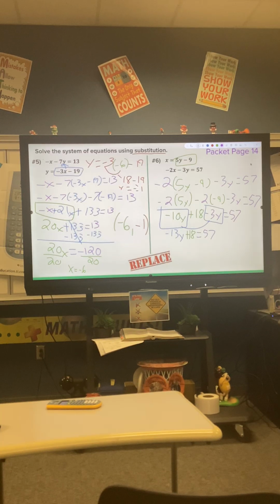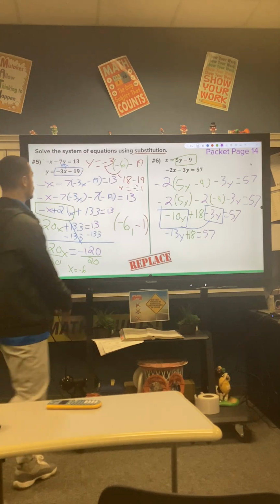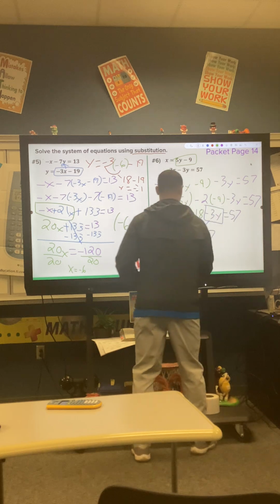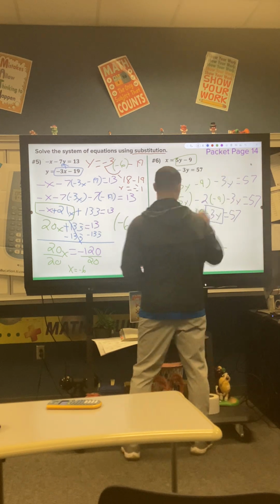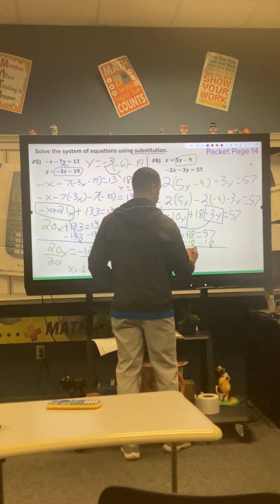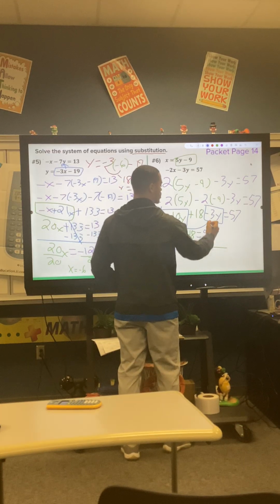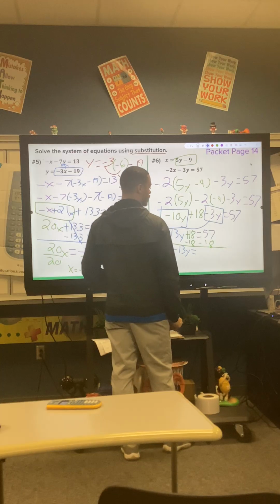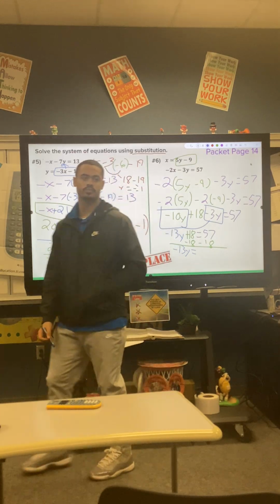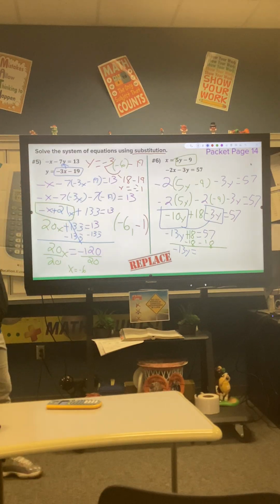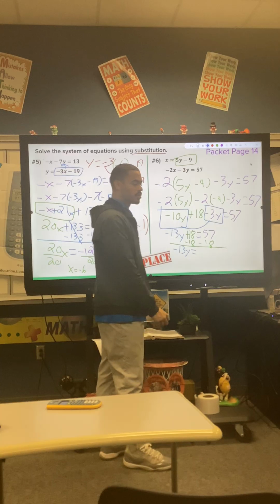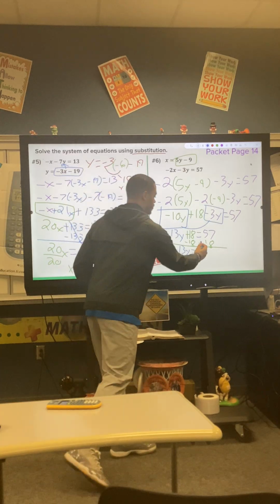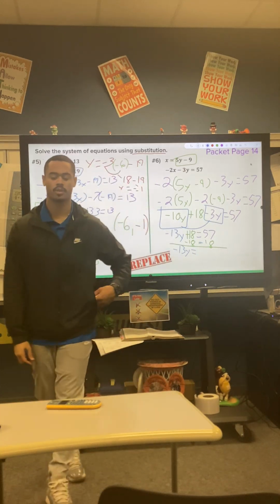Subtract the 18. You know what? If you want to keep cooking, Miss Pittman, I'm okay with it. Both sides. Right, so I have my negative 13y is equal to, what's this? 57 minus 18, it should be a negative 18. So 57 minus 18 is what?